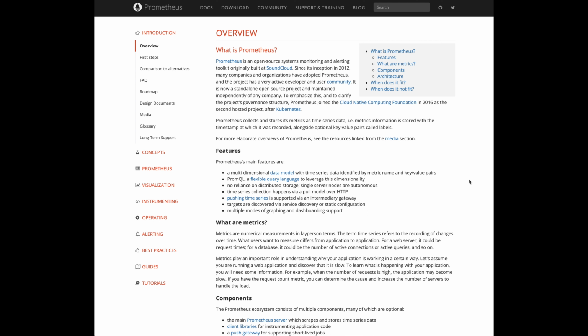Prometheus collects and stores its metrics as time series data. For example, metrics information is stored with the timestamp at which it was recorded alongside optional key value pairs called labels. Let's go over the main features.